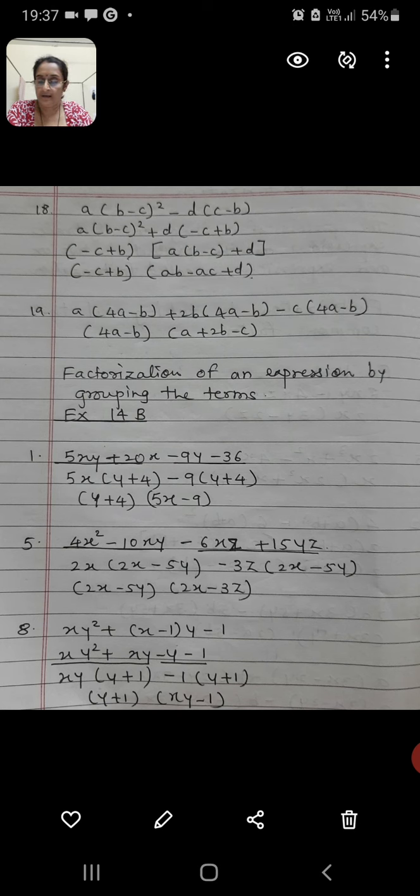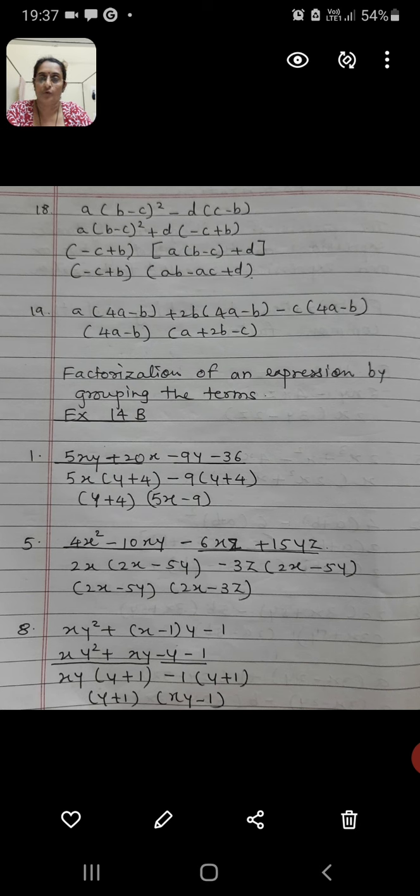Okay. Let us go to the 8th question of that term. xy square plus x minus 1 y minus 1. Now see here children, the second term x minus 1 is the whole bracket multiplied with y, because y is outside the bracket, that means y is multiplied with the first bracket, that is x minus 1. So we'll open it and simplify it. So when you open it, first term xy square as it is, then when you multiply x into y, that is xy, minus 1 into y is minus y, and minus 1 as it is.